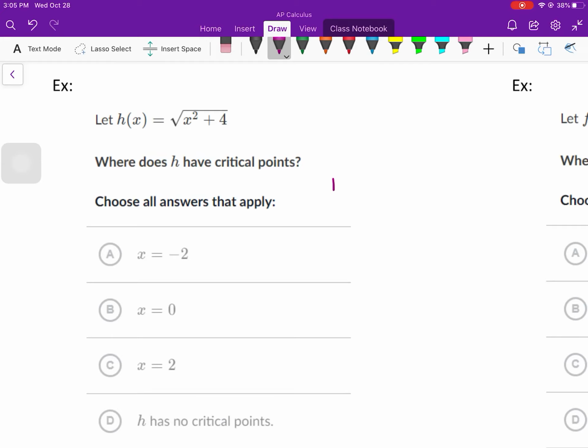So h of x is x squared plus 4 to the 1/2 power. So h prime of x is 1/2 times x squared plus 4 to the negative 1/2 power times 2x. Now the 2 on the top and bottom will cancel. This will become x over the square root of x squared plus 4.